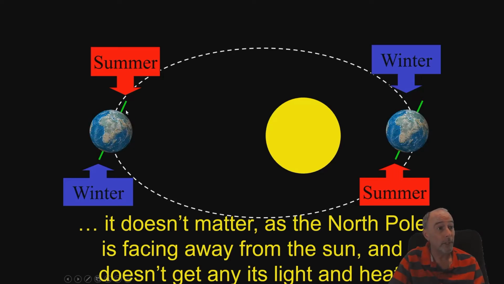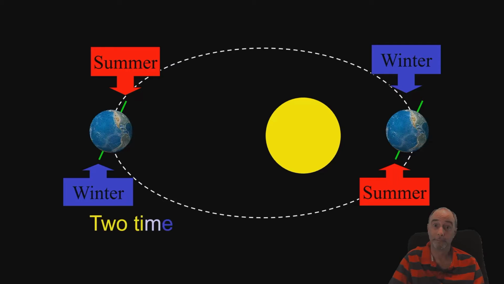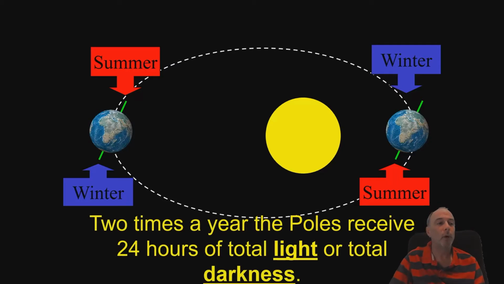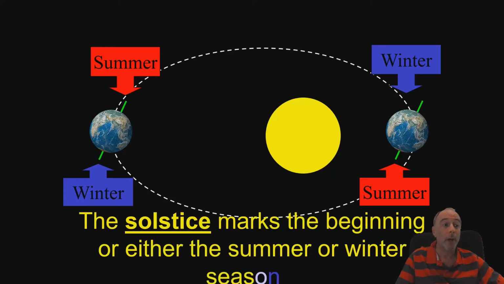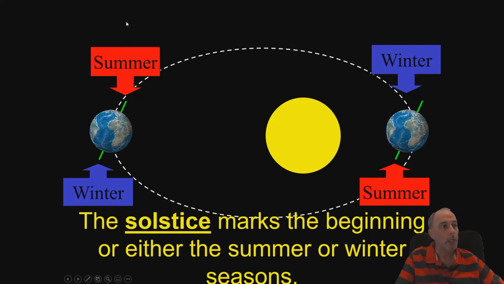Here in summer, this pole is facing the sun. Here in our winter, we're facing away from the sun, but the southern hemisphere is facing the sun. So now the southern hemisphere has their summer while we're freezing in the north. Two times a year, the poles receive 24 hours of total light or total darkness. This is called the summer or winter solstice. The solstice marks the beginning of either the summer or the winter seasons. Summer solstice for the northern hemisphere, winter solstice for the southern hemisphere.